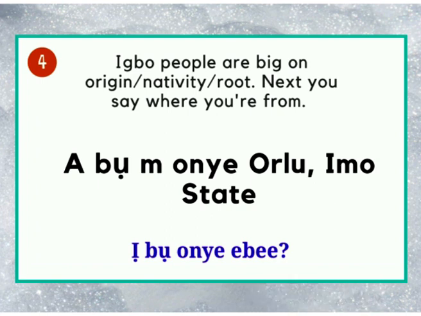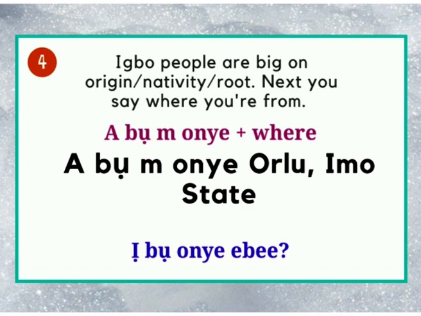And to this question, you would answer, Abum onye, and you say where you're from. For me, that would be Abum onye Olu, Imo State. And if we were not in Nigeria, I would add Nigeria. So you may want to say Abum onye Dallas, Texas, United States, USA. Or Abum onye Toronto, Canada. Or Abum onye Delhi, India, or wherever you're from.